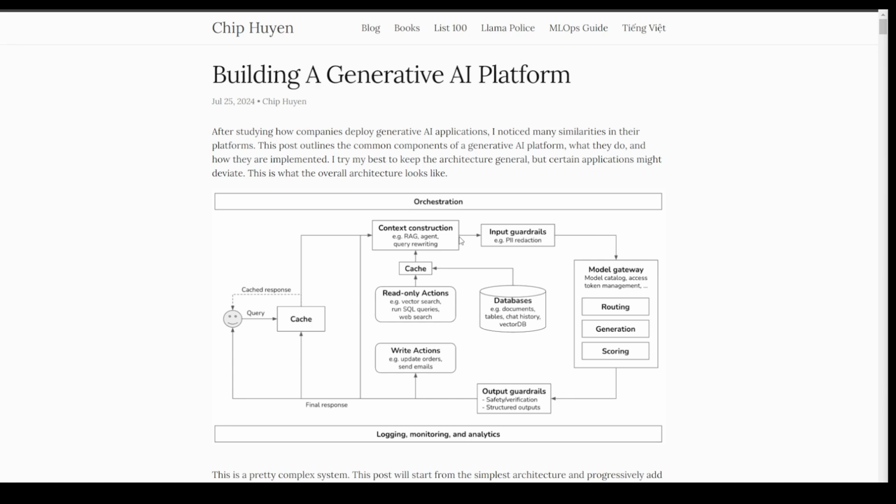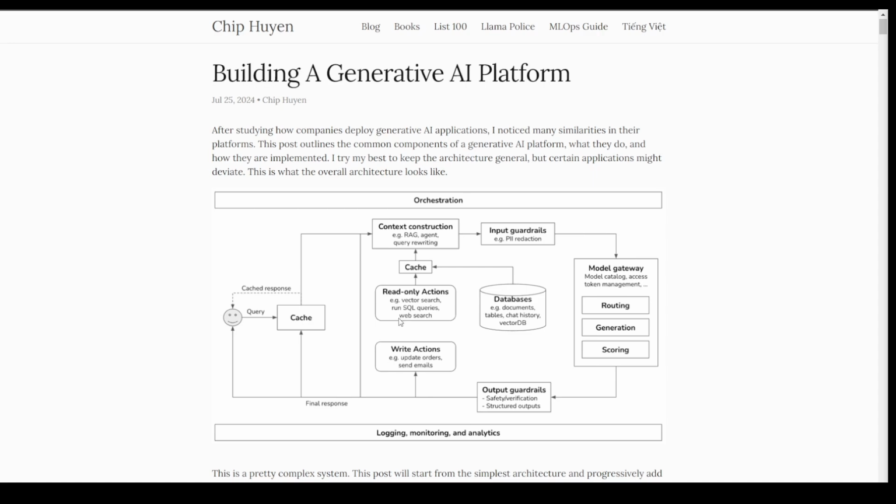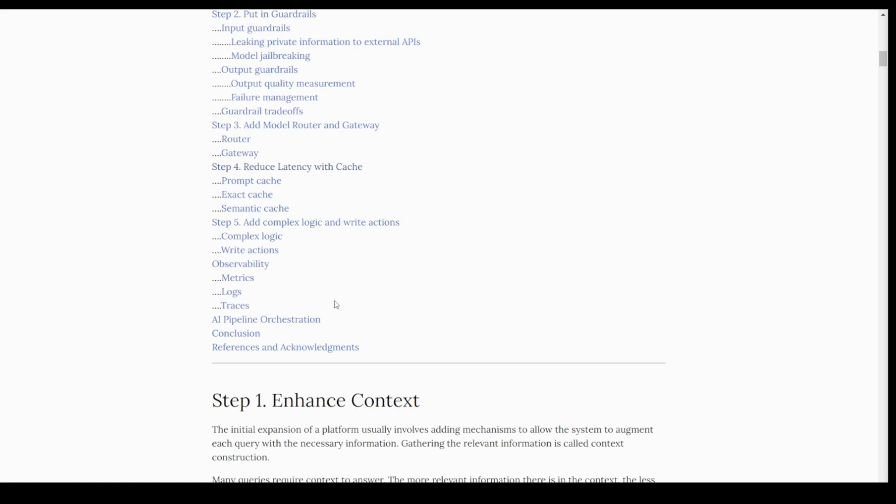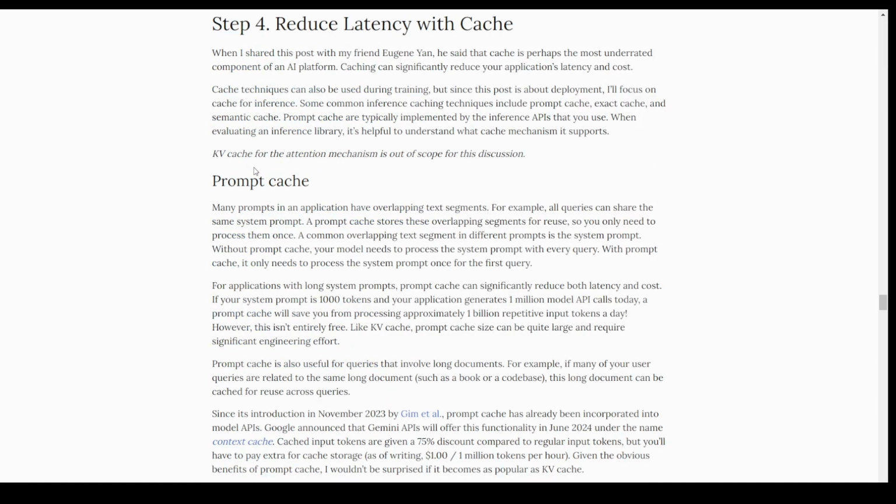And now in this part 4 of the series, we are going to discuss the cache, or the caching approach, that we can put into place. And without further ado, let's deep dive into the caching aspect of generative AI platforms.